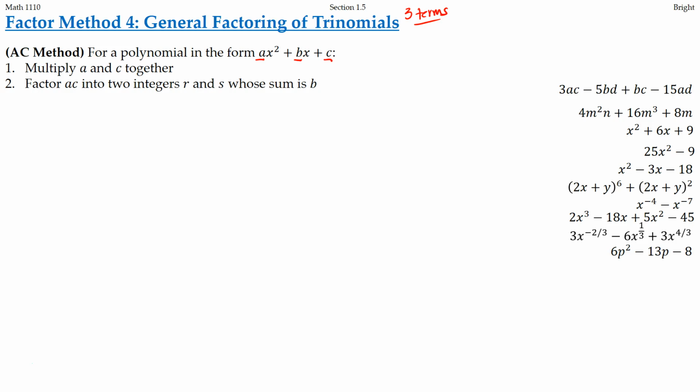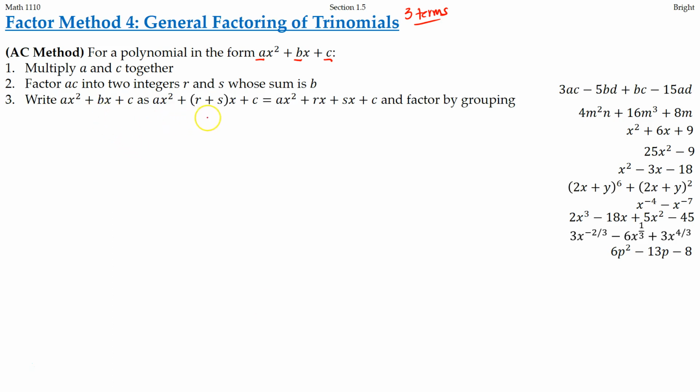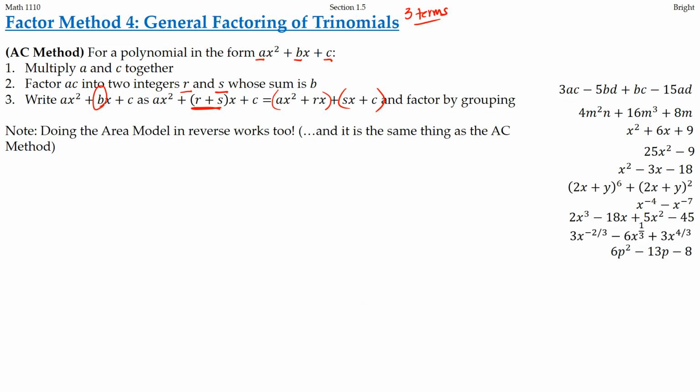That's a little confusing right now. Then wherever we had that b, we split it into those integers r and s that we find. Then distribute, and do a factoring by grouping sort of thing, so we're going to chunk it. This is really what the area model in reverse is doing as well.